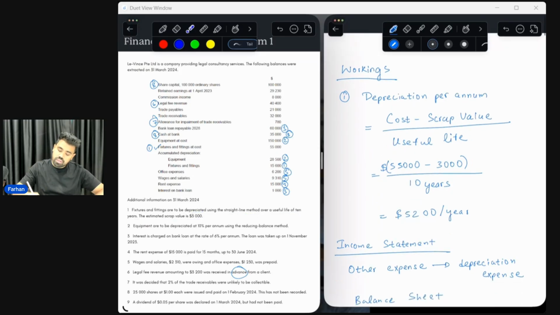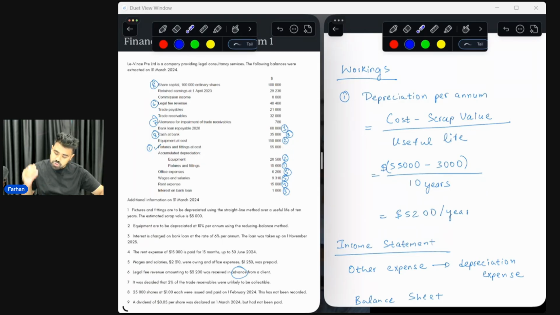How do we calculate the depreciation per annum using the straight line method? If you're given the scrap value, you simply first find the difference between the cost and the scrap value, and then divide it by the useful life, which is expressed in number of years. Now, where can I find the cost value? So the cost price is in the list, and you can see I have included additional information number 1 so that I can correctly identify all the relevant line items that have been involved. So that gives us the fixtures and fittings at cost to be $55,000.